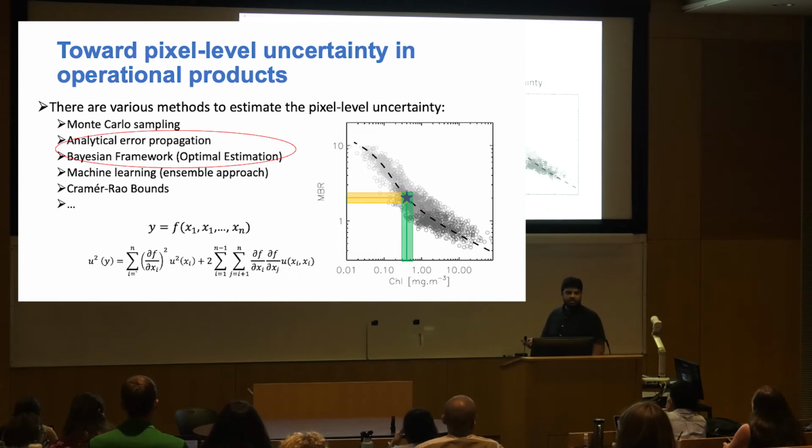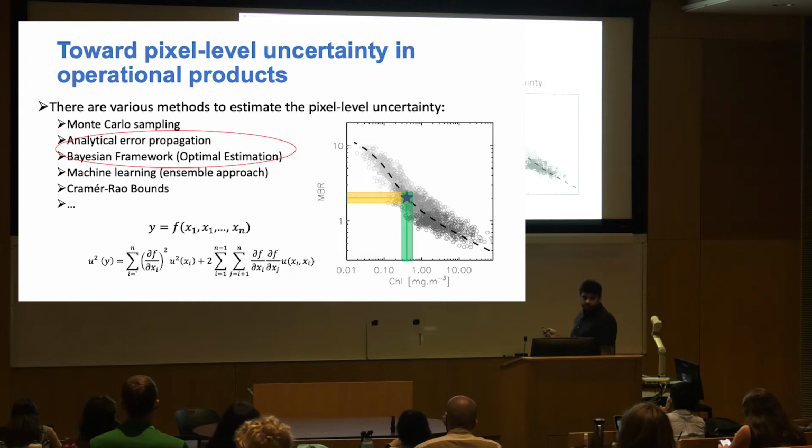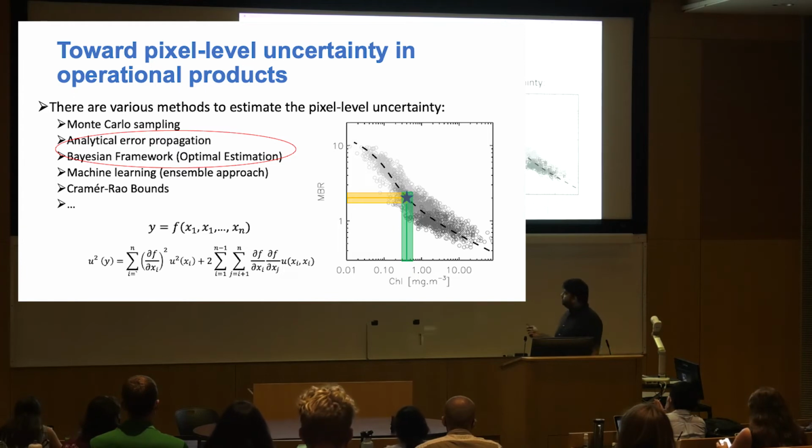The problem with that approach is that it is very computationally expensive, so it's not really possible to run it operationally. So what we want to do is use a more analytical way to calculate the uncertainty per pixel. I'm going to focus on analytical error propagation today. I don't think I have time to talk about Bayesian frameworks, but it's on a slide and you can ask me about it later. There are other approaches, like machine learning approaches that have recently been published, that generate uncertainties and so on.